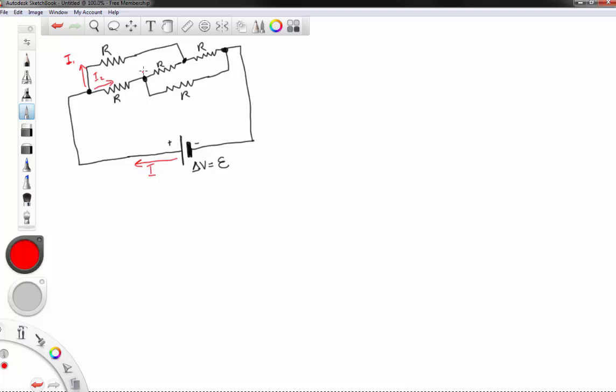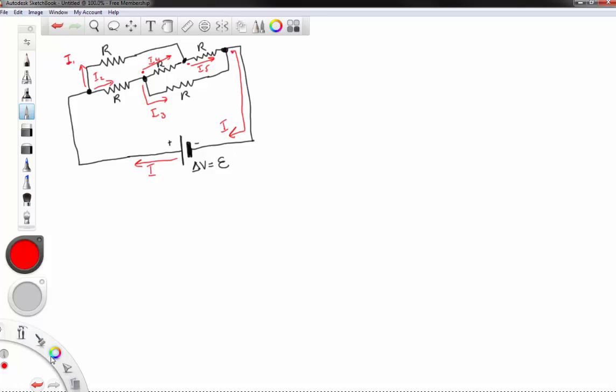Then in this junction, we get another split. I3 goes this way. I4 goes this way. Then in this junction, we get I5, which is the combination of I4 plus, in this case, I1. And then when we get back to this junction, everything else has to combine back to regular I.